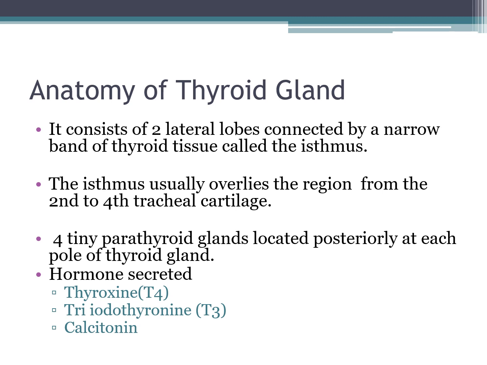The thyroid gland is made of two lateral lobes which are connected with the help of the isthmus. The isthmus usually overlies the second to fourth tracheal cartilage. The hormones secreted by the thyroid gland are thyroxine, triiodothyronine, and calcitonin, which is secreted by the parafollicular cells of the thyroid. So these are the three hormones which are released from the thyroid gland.